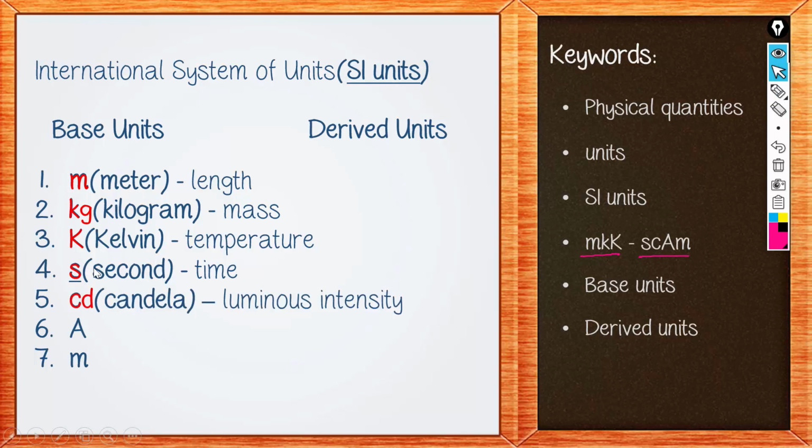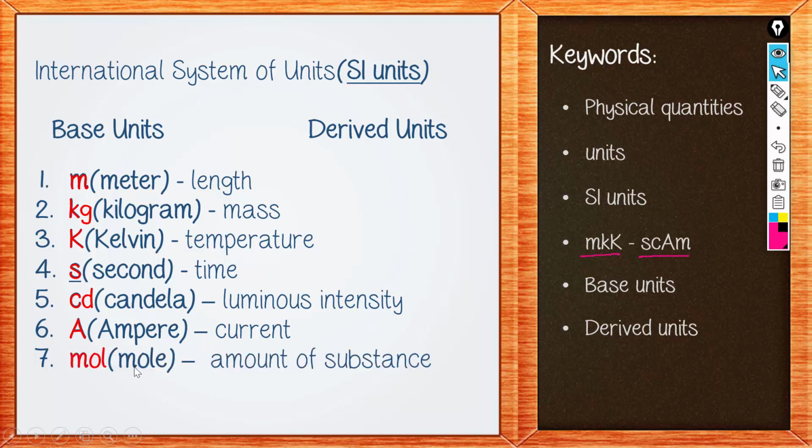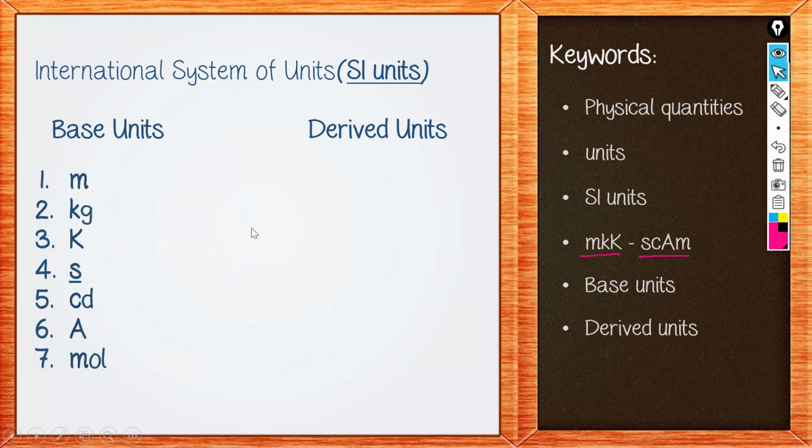CD is for candela, and that is a unit of luminous intensity. A, take note that this is capital letter A, which is for ampere, and is a unit of current, and not M, but this is mole. Mole is the unit for the amount of substance. Okay, so again, these are our base units.